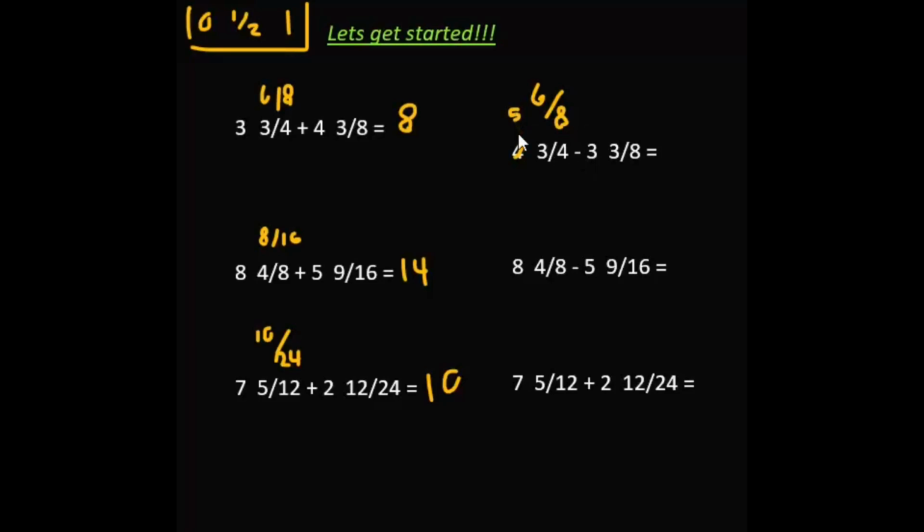So now we can do 5 minus 3 equals 2. And so you know what? Let's write it down. So 5 minus 3 and 3/8, or 1/2, sorry.